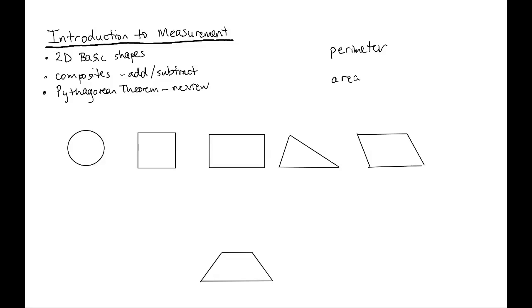I wanted to take some time just to go over some of the two-dimensional basic shapes and their formulas related to perimeter and area. The main idea for this lesson is on composites, on how to add and subtract these basic shapes that actually make up the composite shape. And then finally, a quick review of the Pythagorean Theorem, which will of course be incorporated in our composite problems.